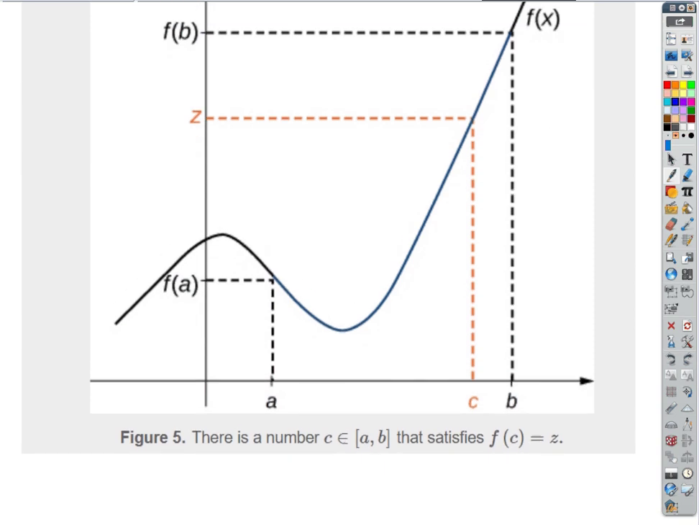Here's f of A, here's f of B. If z is in between, the function has to go through it once, and if I draw a different function, it might go through a whole bunch of times. But at least once. So there's a number c in the open interval that satisfies f of c equals z.